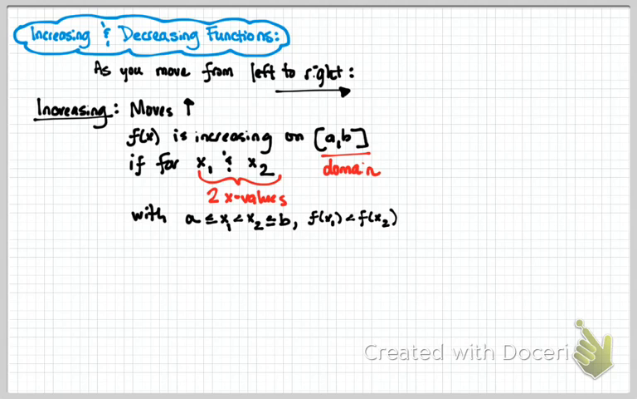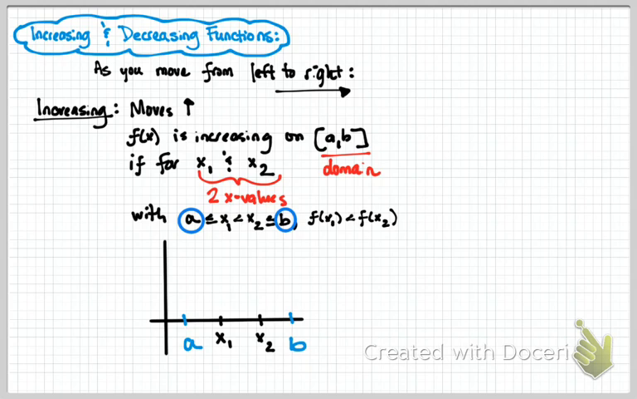We're just unpacking it. I think it's easiest if you actually visualize this with a graph, and a lot of you drew a graph and it made it a lot easier to understand. So this is all this really means. A and B are your domain. So we can put A here and B here. And then we have an x1 and an x2. And x1 has to be smaller than x2, which a lot of you did on your number line. And the last part of this is f of x1.